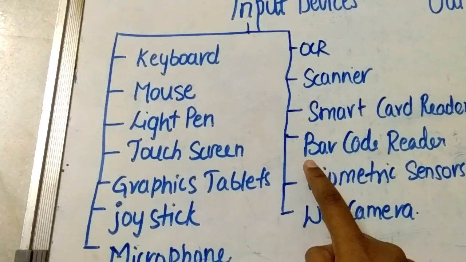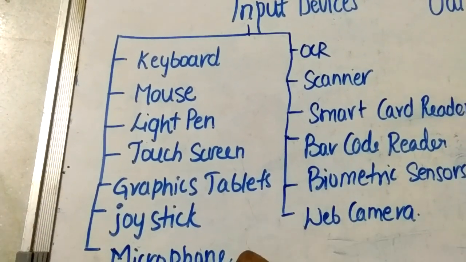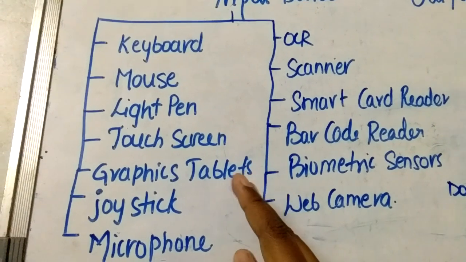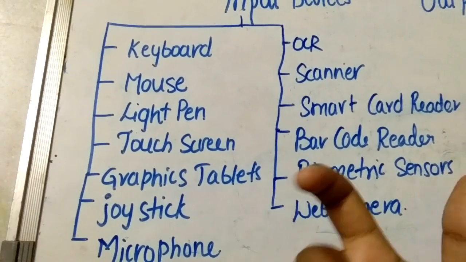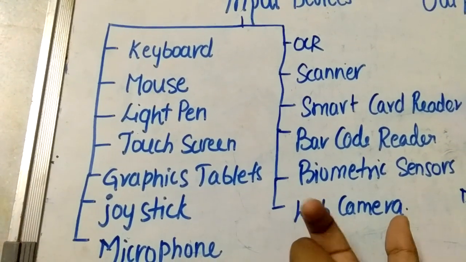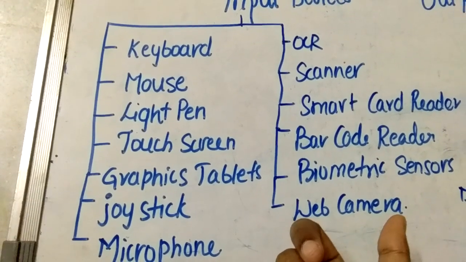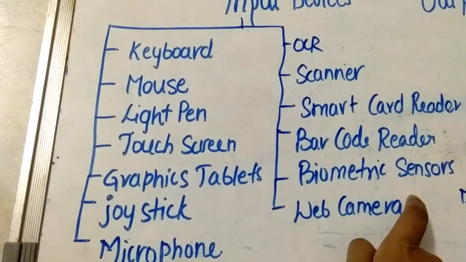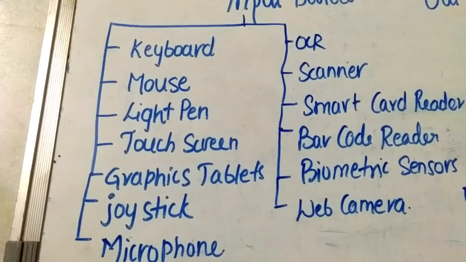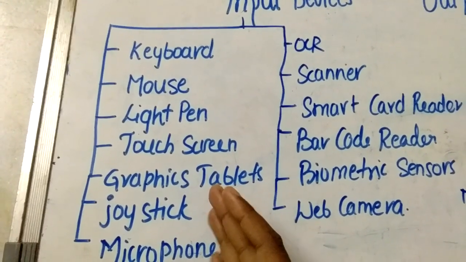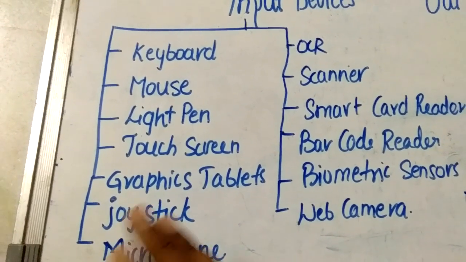This can be read only by a barcode reader, which is available in markets. And biometric sensors: if you're working in a particular office, you will have biometric sensors. In your school also, you must have noticed many times your teachers using biometric sensors to take attendance. And the webcam, as I said already, is also an input device. Whenever you are doing video calls, it is really very useful.